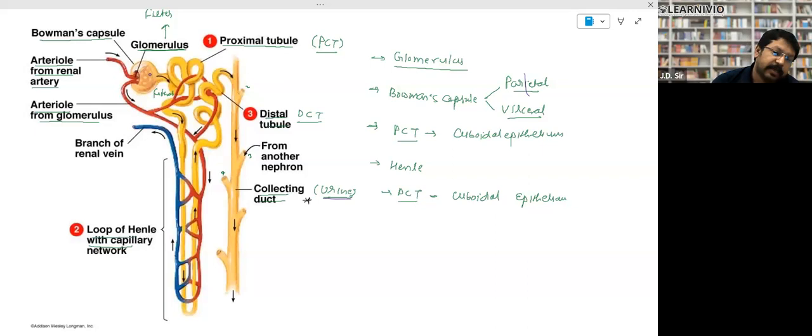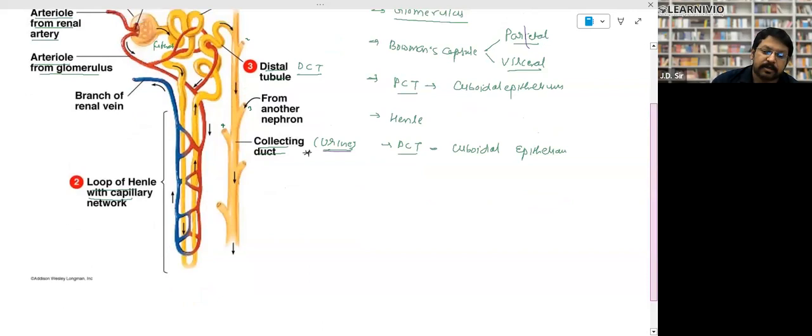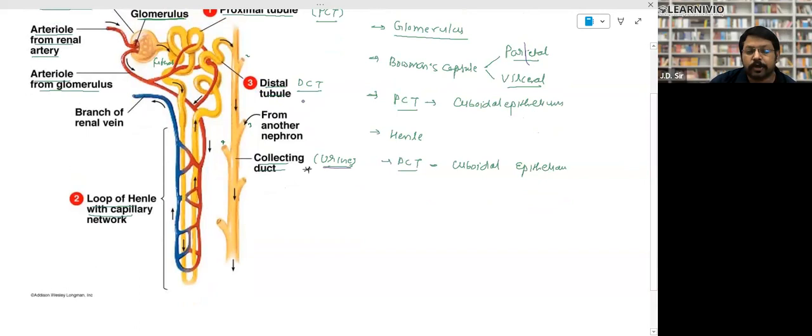Then this filtrate passes through these structures. This part is called the PCT, proximal convoluted tubule, right? Then the filtrate goes to this U-shaped structure. This is called the loop of Henle. This is the descending part. This is the ascending part. The ascending part is impermeable to water, right? Then the filtrate reaches the DCT, distal convoluted tubule. From the DCT, it reaches the collecting duct.